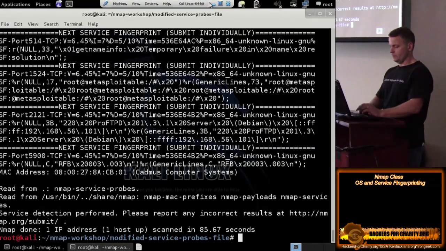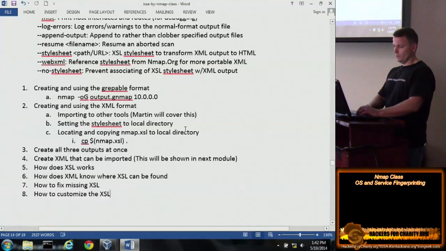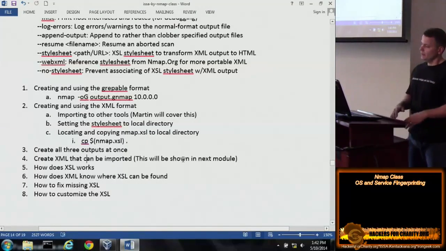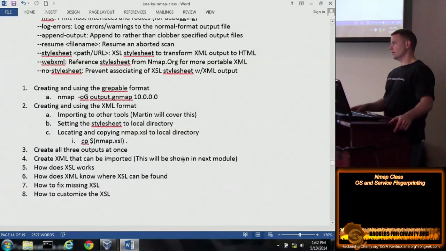All right, your question? So make sure we covered everything. Yes, I think so. So any other questions on formatting or output? Customizing the scanner a little bit? Like that? All right, great.